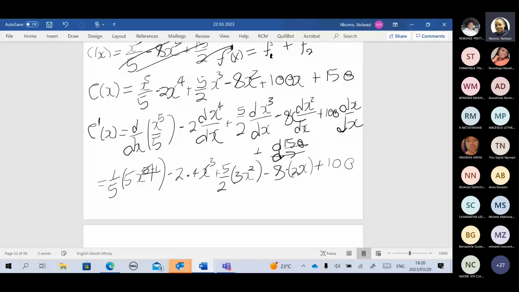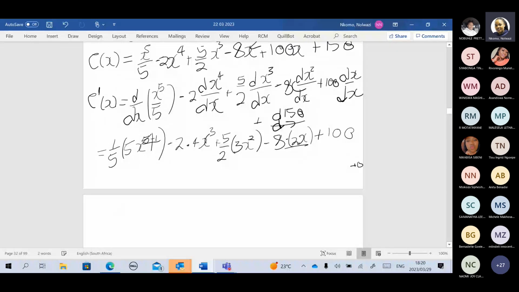And then the next step is to simplify this, multiply out the brackets. We have 5 over 5, that's 1. So here we'll be left with x to the power 4. We have minus 2 times 4, that's minus 8, x to the power 3. Then we have 15 over 2, x squared. We have minus 16x plus 100. Okay, this is our C prime.